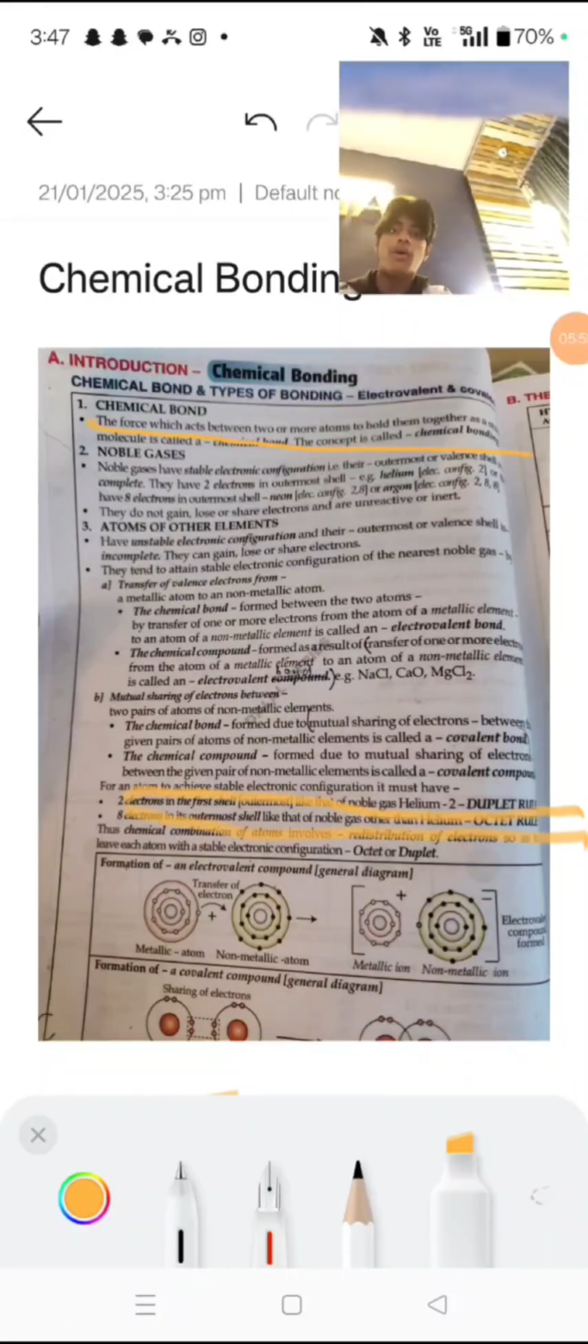So these are the two rules you need to remember, the octet or the duplet rule. They usually come with definitions, so all you need to do is distinguish between both of these on a bunch of examples. An example of the octet rule can be any noble gas, for example argon or neon. But if you take the duplet rule, you have helium, that's it. So these are the two rules.